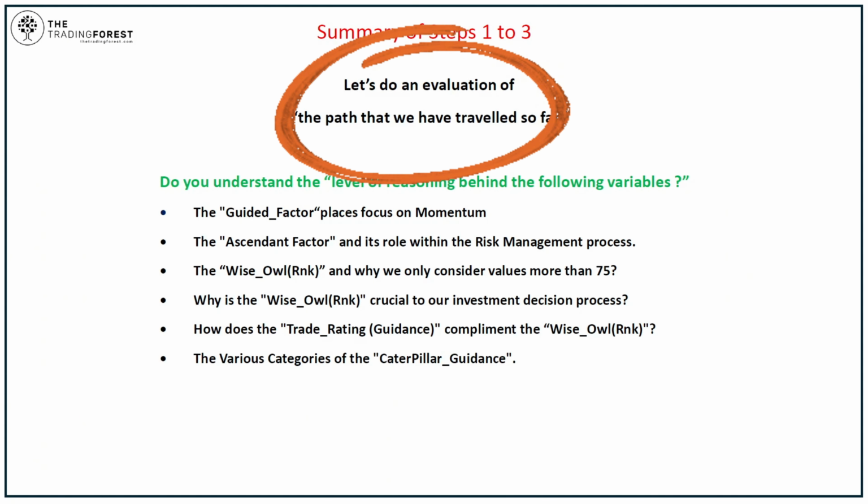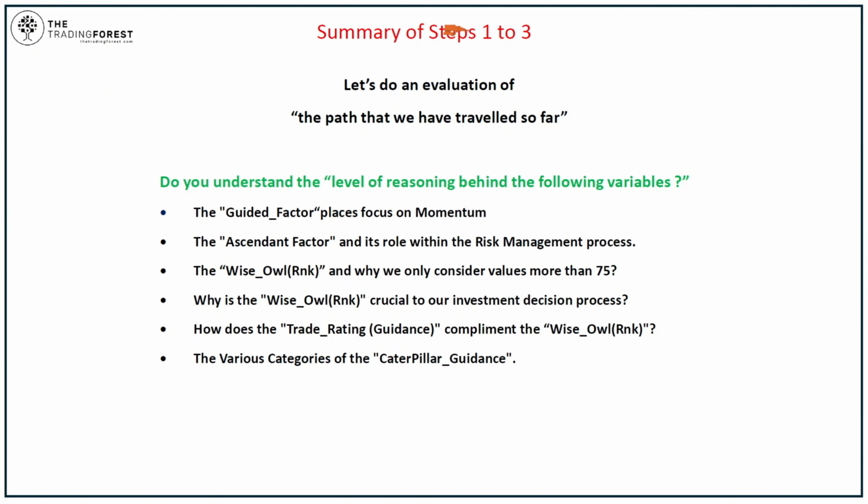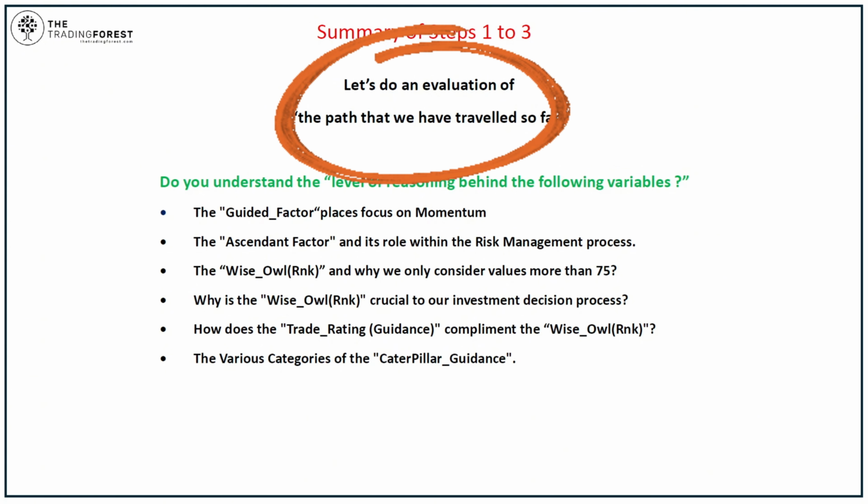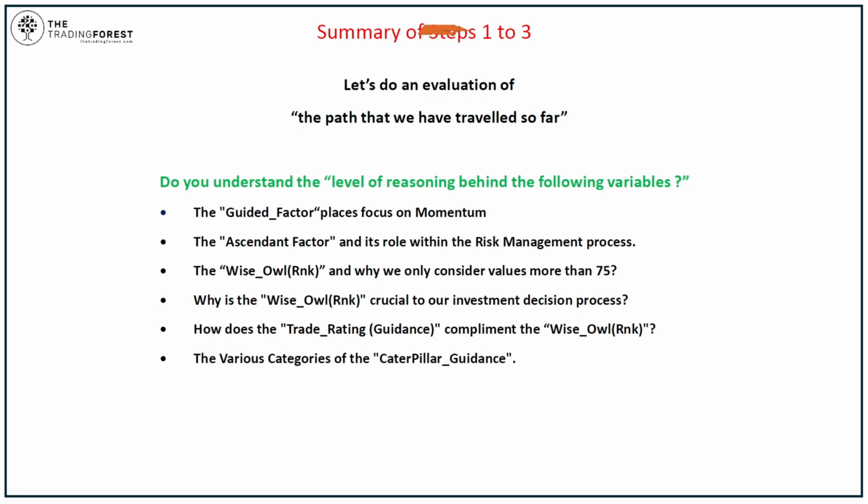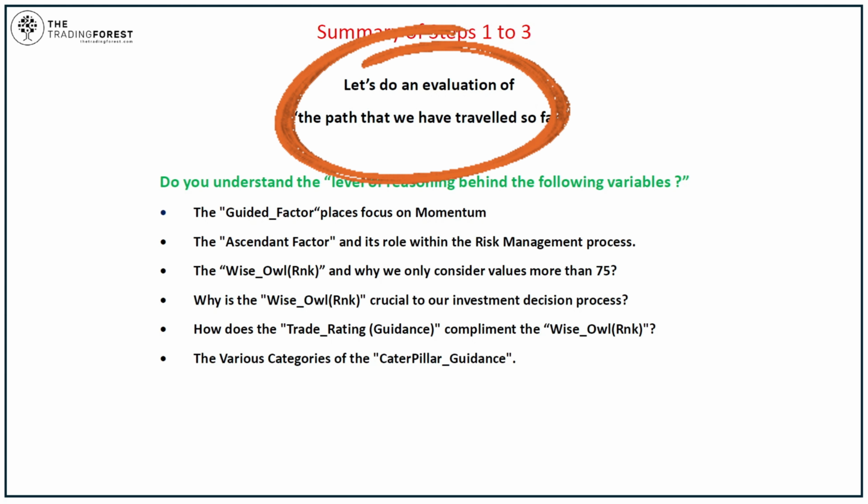Let's do an evaluation of the path that we have traveled so far. Do you understand the level of reasoning behind the following variables? The guided factor places focus on momentum, the ascendant factor and its role within the risk management process, the Wise Owl rank and why we only consider values more than 75, why the Wise Owl rank is crucial to our investment decision process, how the trade rating guidance complements the Wise Owl rank, the various categories of the Caterpillar guidance.